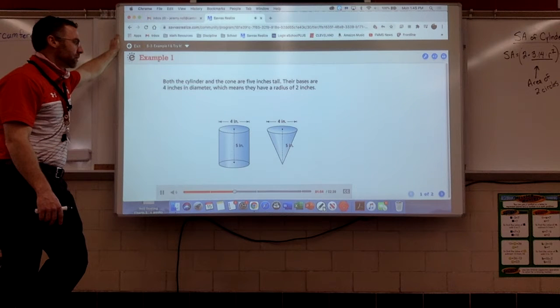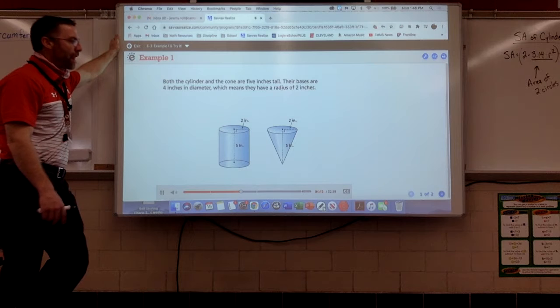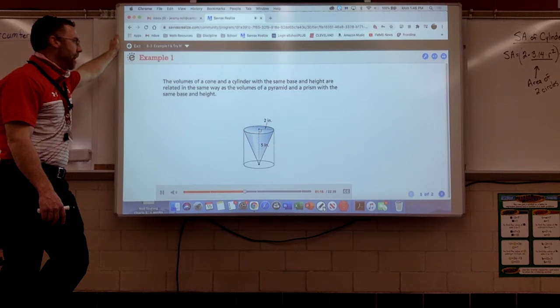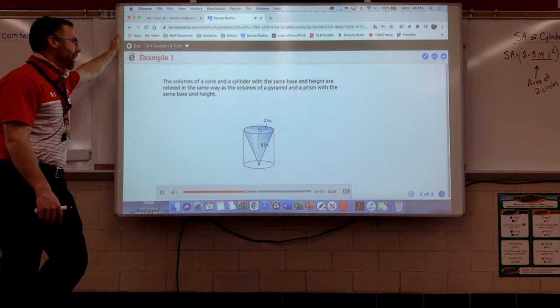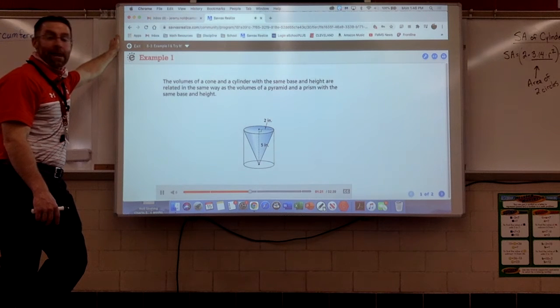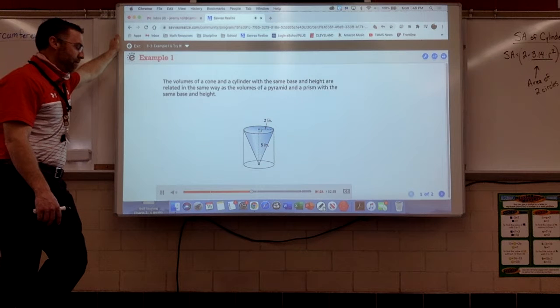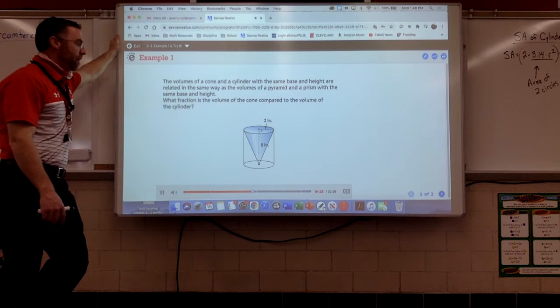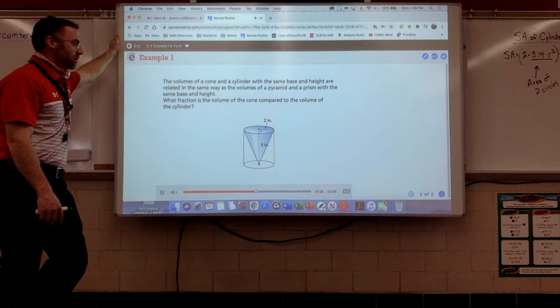Both the cylinder and the cone are 5 inches tall. Their bases are 4 inches in diameter, which means they each have a radius of 2 inches. The volumes of a cone and a cylinder with the same base and height are related. It's the same relationship as the volumes of a pyramid and a prism with the same base and height. What fraction is the volume of the cone compared to the volume of the cylinder?